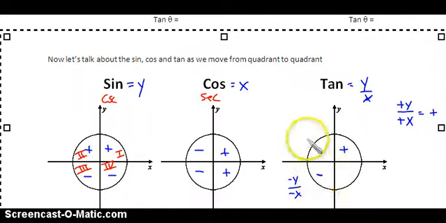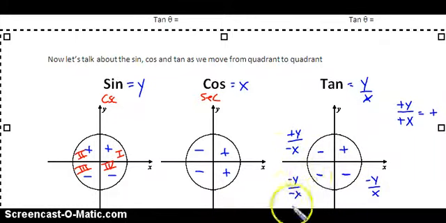And then if I move to the second quadrant, I'll do a positive y over a negative x, so I'll get a negative answer here. And then finally, in the fourth quadrant, I'll do a negative y over a positive x, and they'll end up with a negative. And I'm just realizing that I made a mistake here. I'm not going to have all three of these be negative.